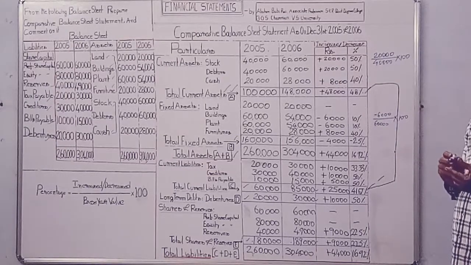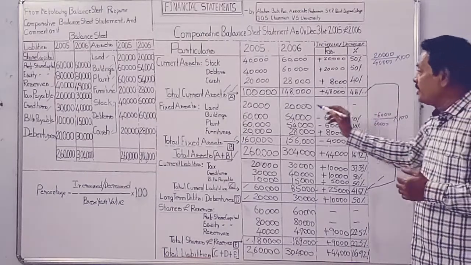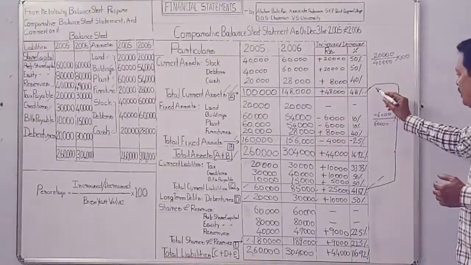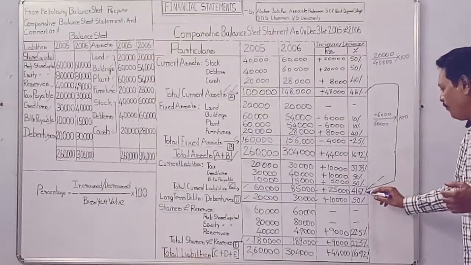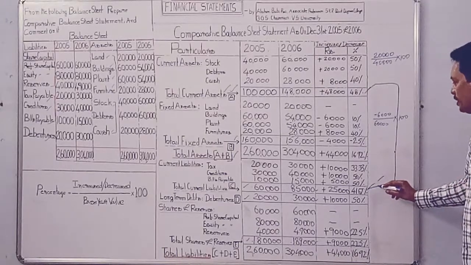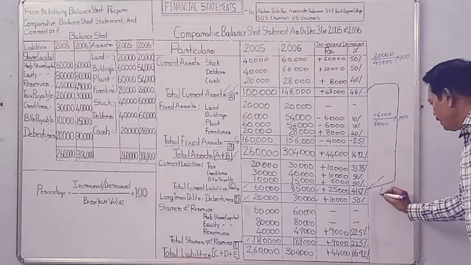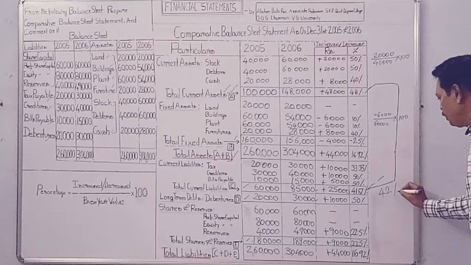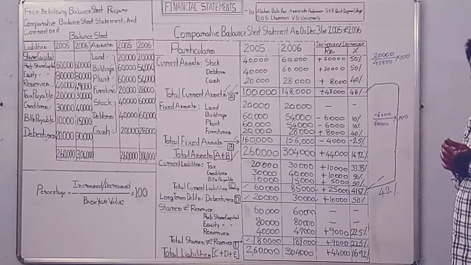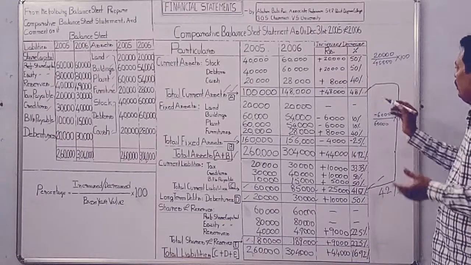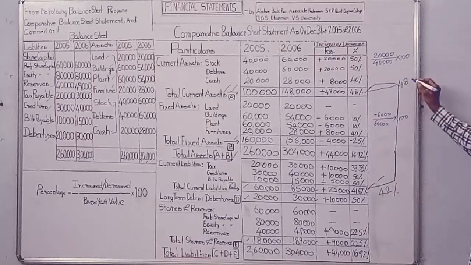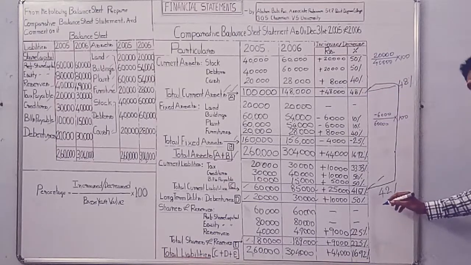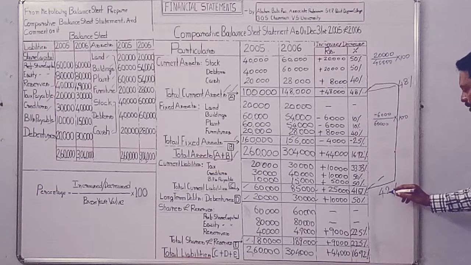Your main interpretation is just observing current assets and the current liabilities. Total current liabilities are increased by 41.67%. That means 42%. Current liabilities are 42% increased. Whereas current assets are 48% increased. Here liquid assets are 48%. Here liquid liabilities, the short-term liabilities, are 42%.